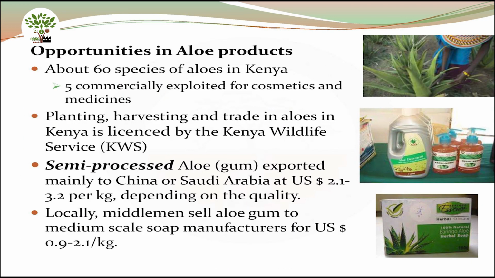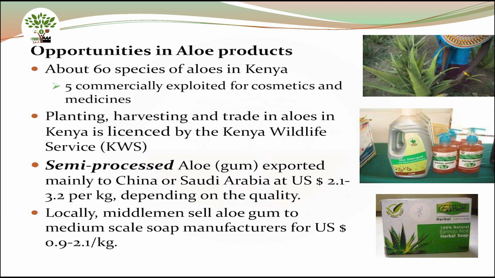Aloe products, there are about 60 species in Kenya, and 5 of them are commercially exploited for cosmetics and medicines. Planting, harvesting, and trade in aloes in Kenya is managed by the Kenya Wildlife Services, and they provide appropriate licenses. The aloe gum is exported mainly to China or Saudi Arabia, where you find it's almost $2 to almost $3 per kilo, depending on the quality. And the local middlemen will sell aloe gum to small-scale soap manufacturers or small-scale aloe cosmetic product manufacturers.